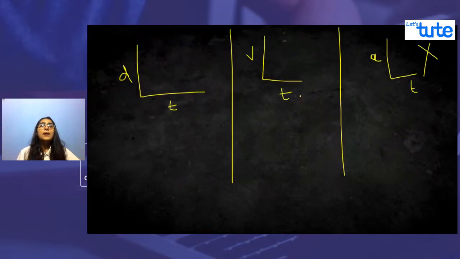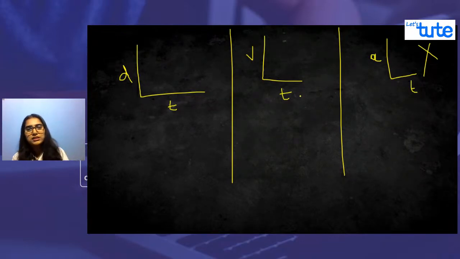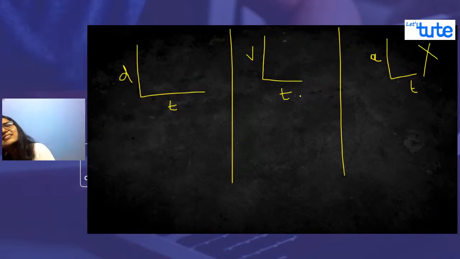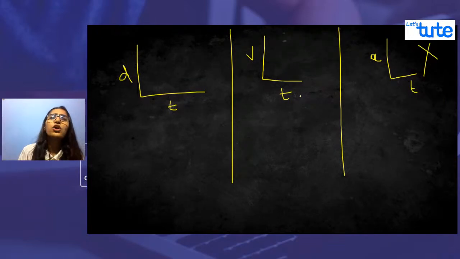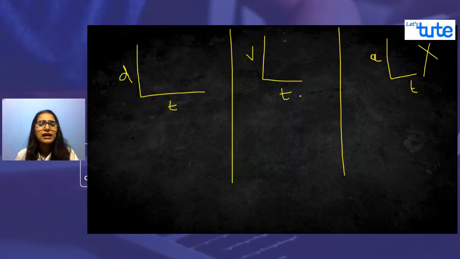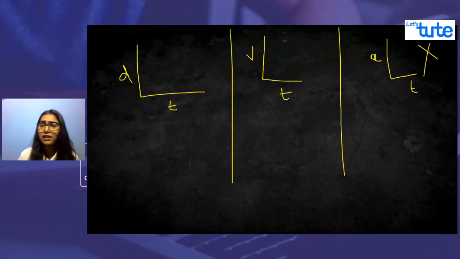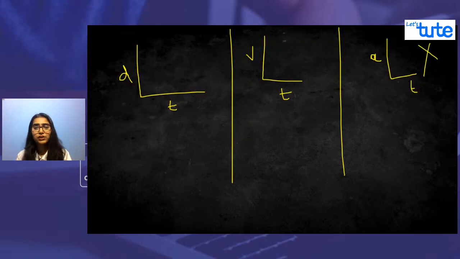Now, based on the different types of graphs, we have distance time graph, velocity time graph, and acceleration. Acceleration we will not do, because the acceleration time graph doesn't come in your portion. What's there is just distance time graph and velocity time graph.